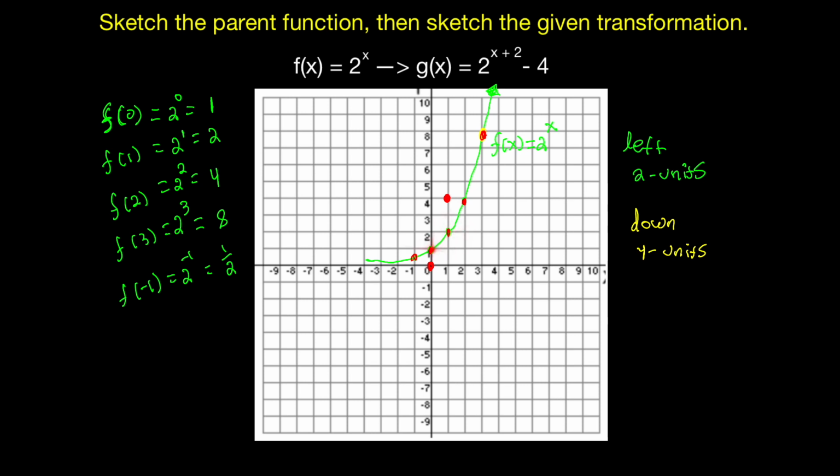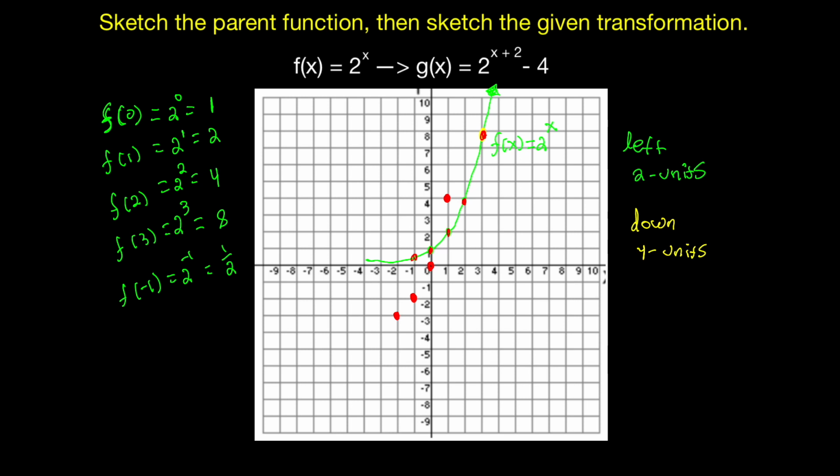I'm going to repeat this process 2 more times with these 2 points. So to the left 2, down 4, 1, 2, 3, 4. I'm at (-1, -2). And then finally, I'm going to grab this point, 2 units to the left, and go down 4 units, 1, 2, 3, and 4, and (-2, -3).